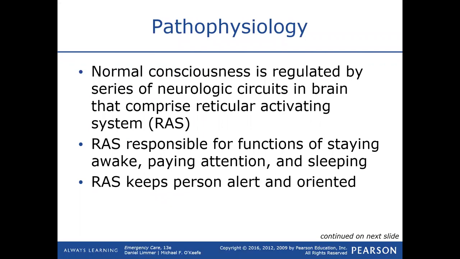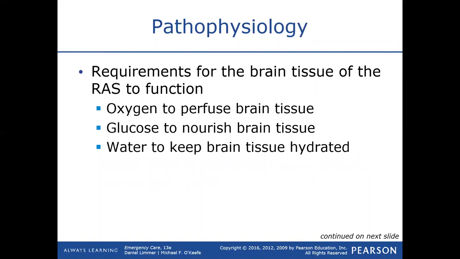Normal consciousness is regulated by a series of neurological circuits in the brain that comprise a reticular activating system. The reticular activating system is responsible for the functions of staying awake, paying attention, and sleeping. The RAS helps keep the person alert and oriented. Requirements for the brain tissue of the RAS to function are oxygen to perfuse the brain tissue, glucose to nourish the brain tissue, and water to keep the brain tissue hydrated.